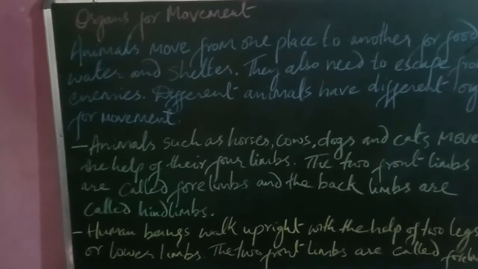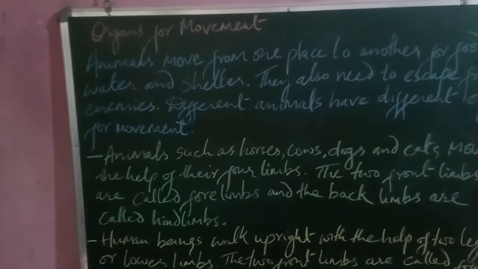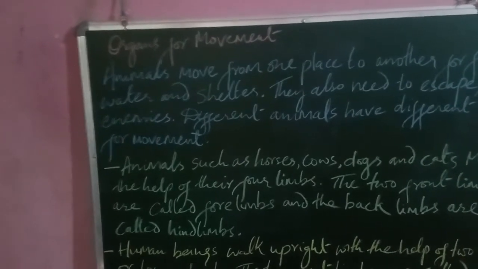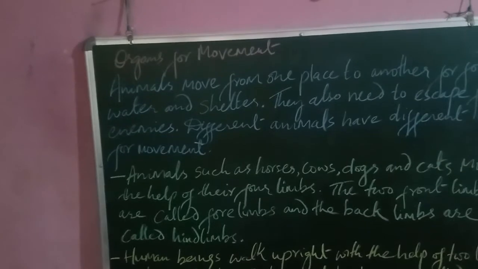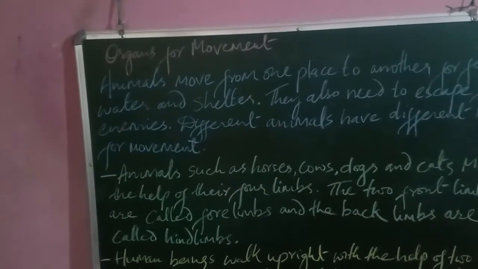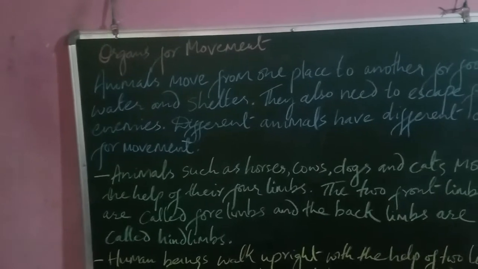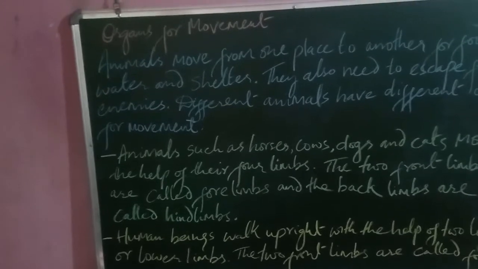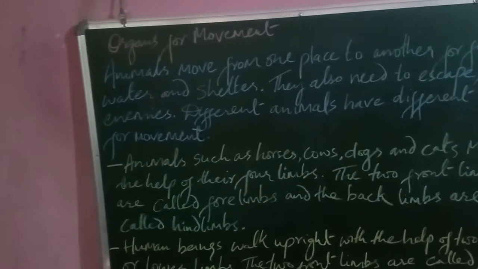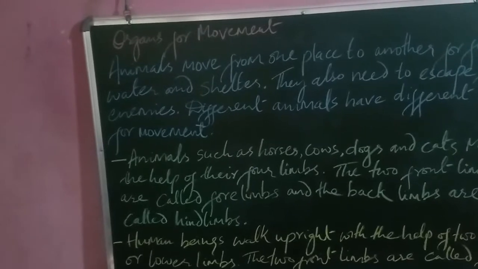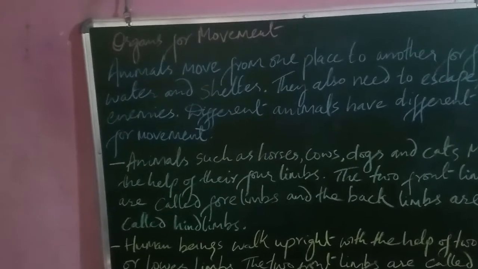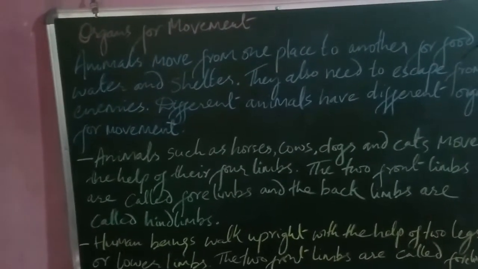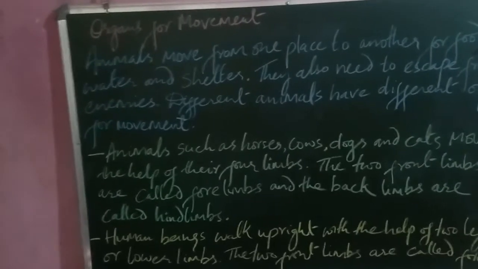Then next we have the example of a human, who walks upright with the help of their two legs or lower limbs. Their upper limbs are called arms, and the skeletal system made up of bones and the muscular system help in all kinds of movement of a human. So for now you just have to understand that the upper limbs are called arms, and the skeletal system and the muscular system we will come across in the next chapter. In that chapter we'll discuss in detail.